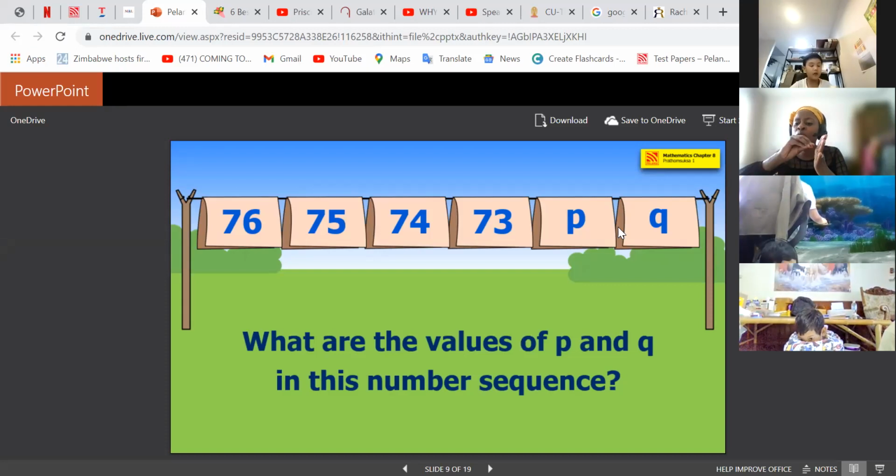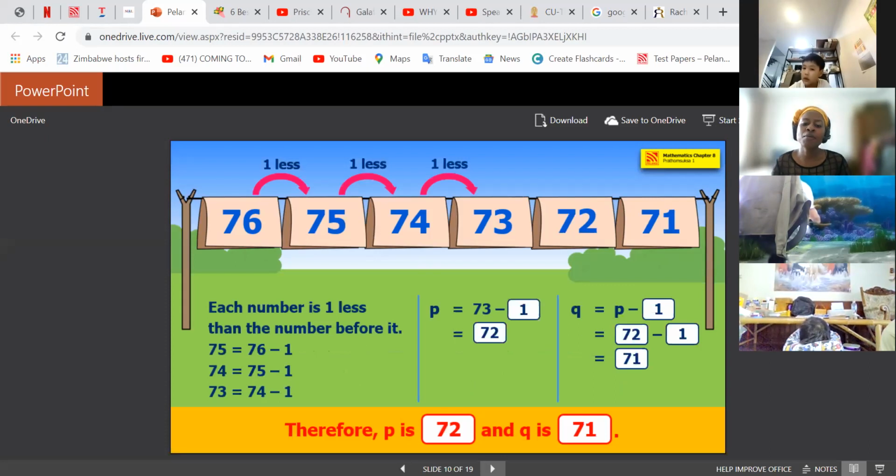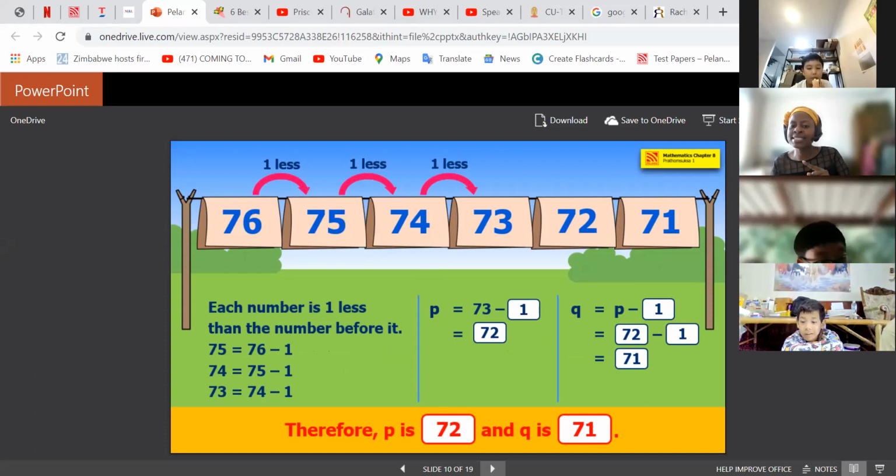Why? Because we are removing 1, 1, 1, 1. The numbers are decreasing, right? The value for P will be? The value for P would be 72. So each number is one less, guys. Each number is one less. It's decreasing. Every number is decreasing.